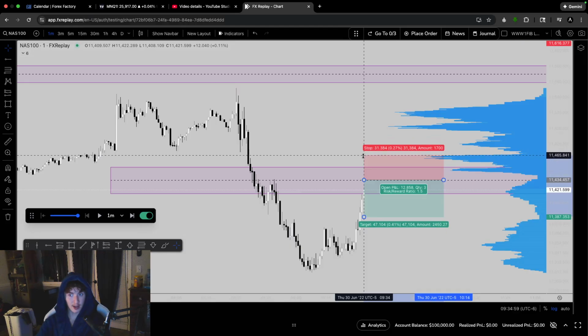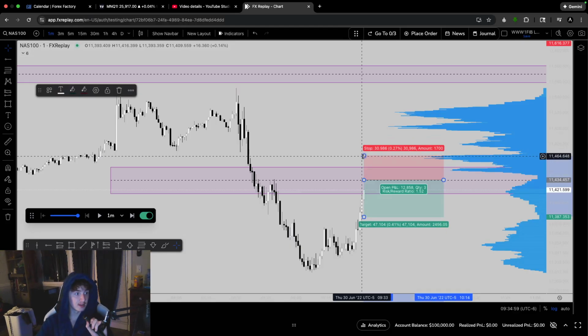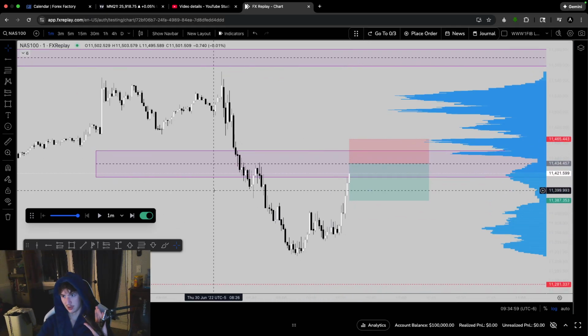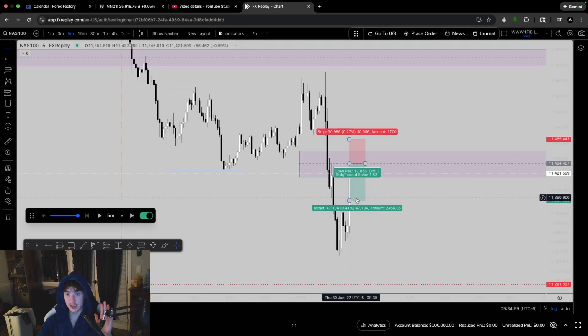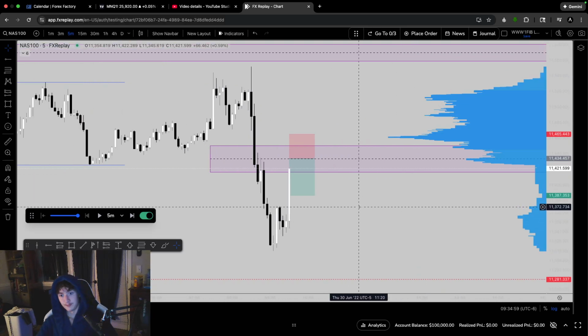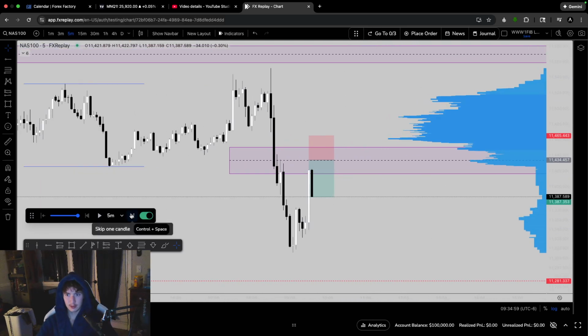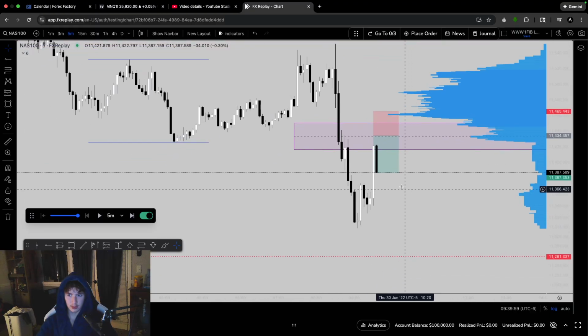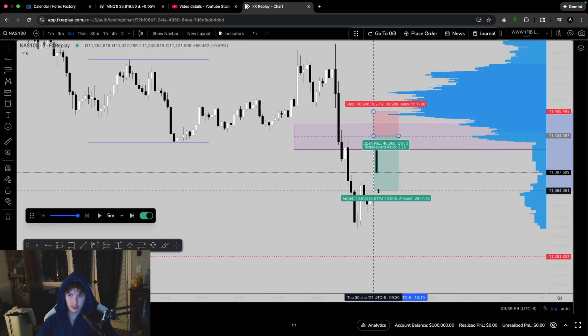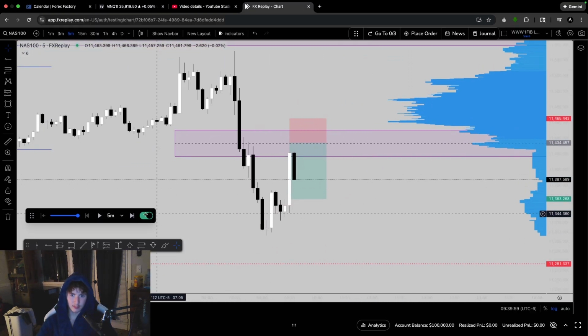I don't know if that's going to work or not, because it is the 1 minute. We have not tested that on the 1 minute chart yet, so this is fully experimental. I have no idea if this is going to work. Let's see. Target the bottom of the 5 minute gap.